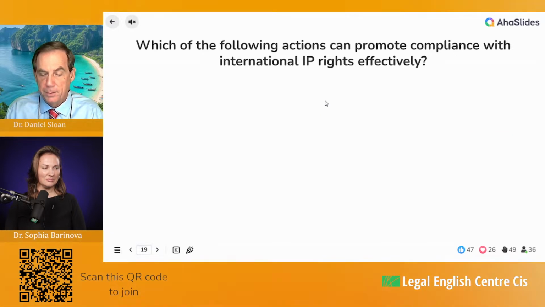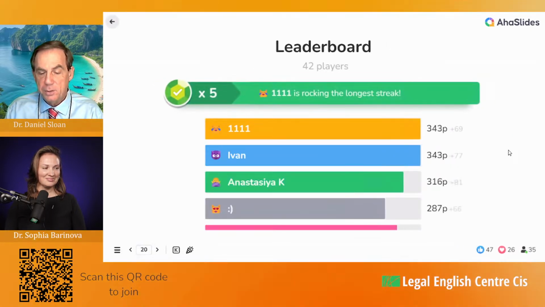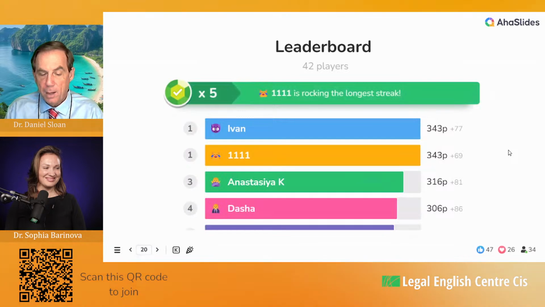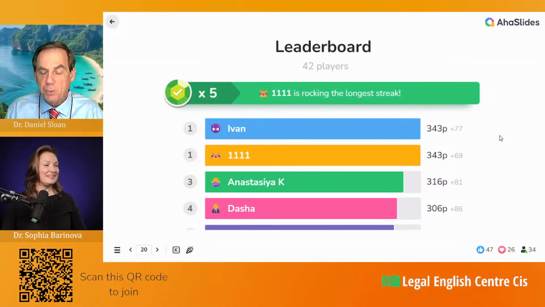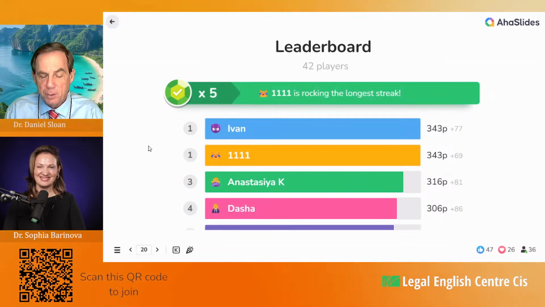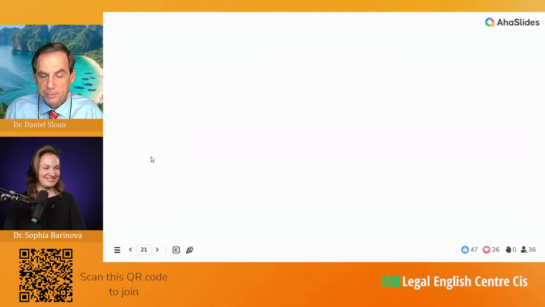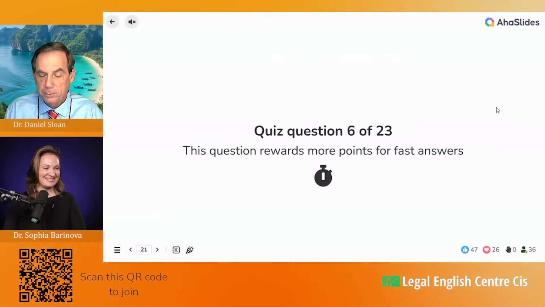Okay, one more. Let's see who's in there first. Ivan took over the lead by just a few seconds. Yes. Apparently he was within seconds, but just a little faster than 1111. So Anastasia and Dasha. Here we go.